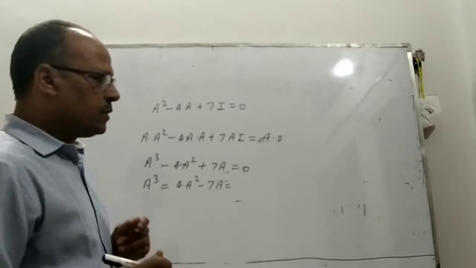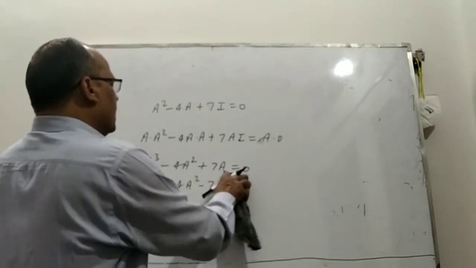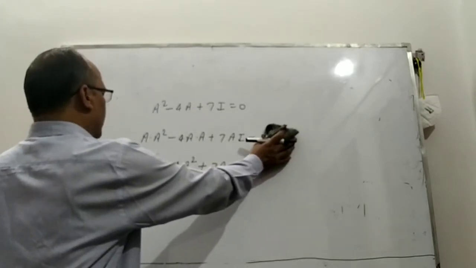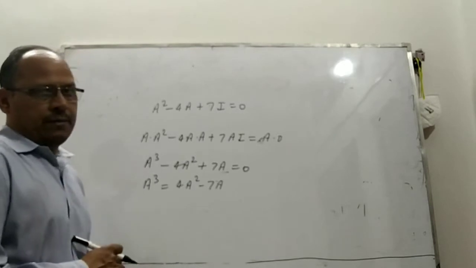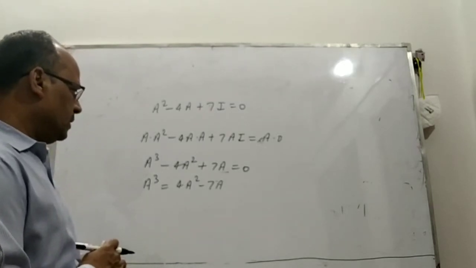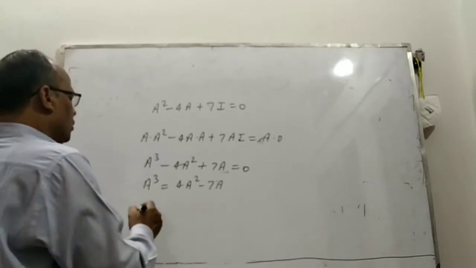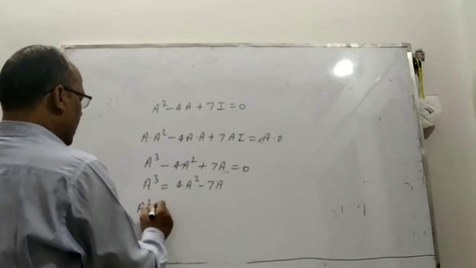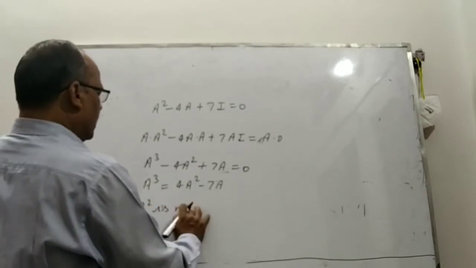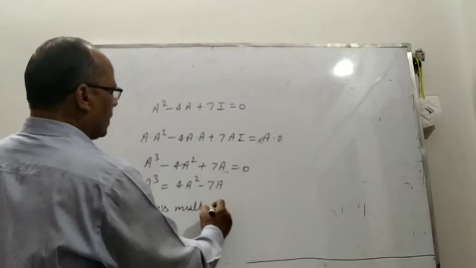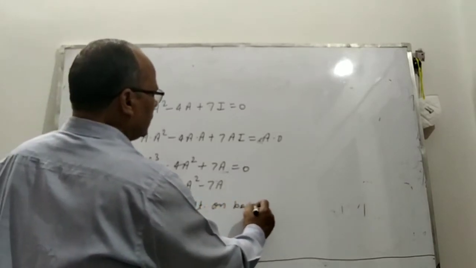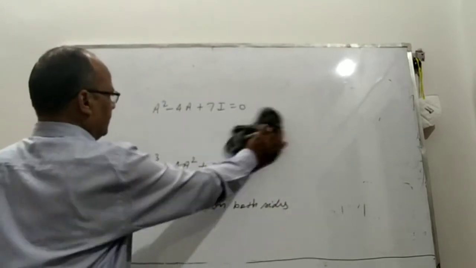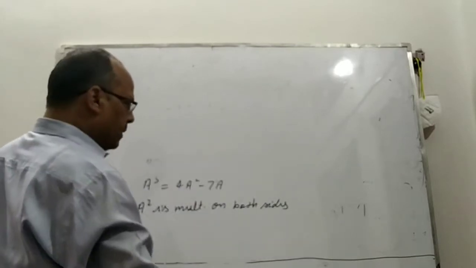This is clear? Okay. Suppose you have got this value, then how can you get A raised to power 5? A raised to power 3 you have got here. So A square is multiplied on both sides. A square is multiplied on both sides. So what will you get? Because already you know the value of A square.